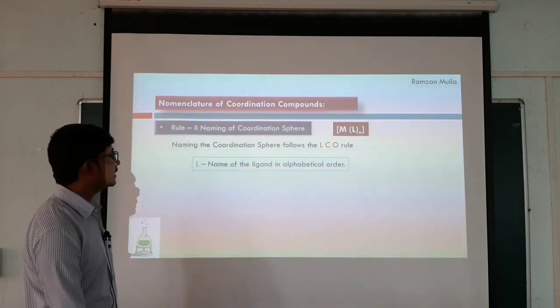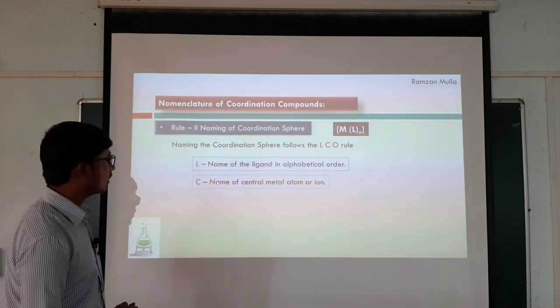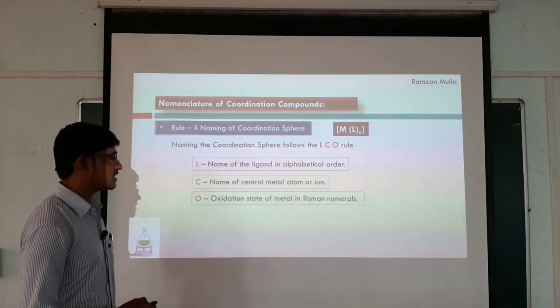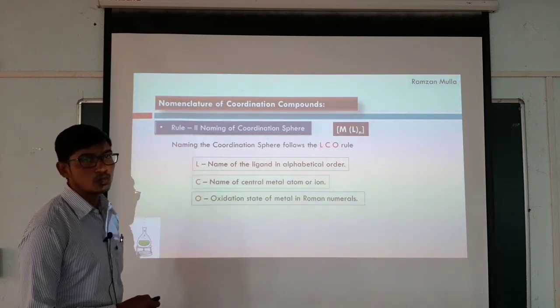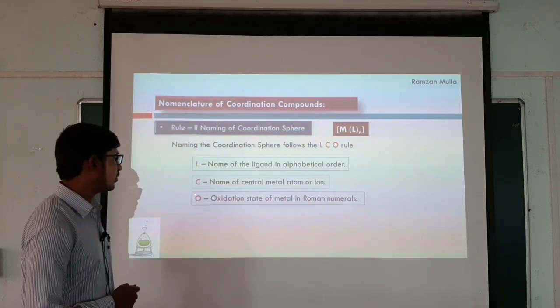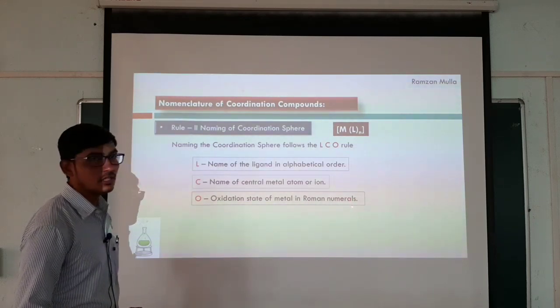So here L stands for the name of the ligand in alphabetical order, C stands for the name of the central metal ion, and O stands for the oxidation state of the metal ion in Roman numerals. This means whenever we write the oxidation state of the central metal ion, we always have to represent it in Roman numerals.